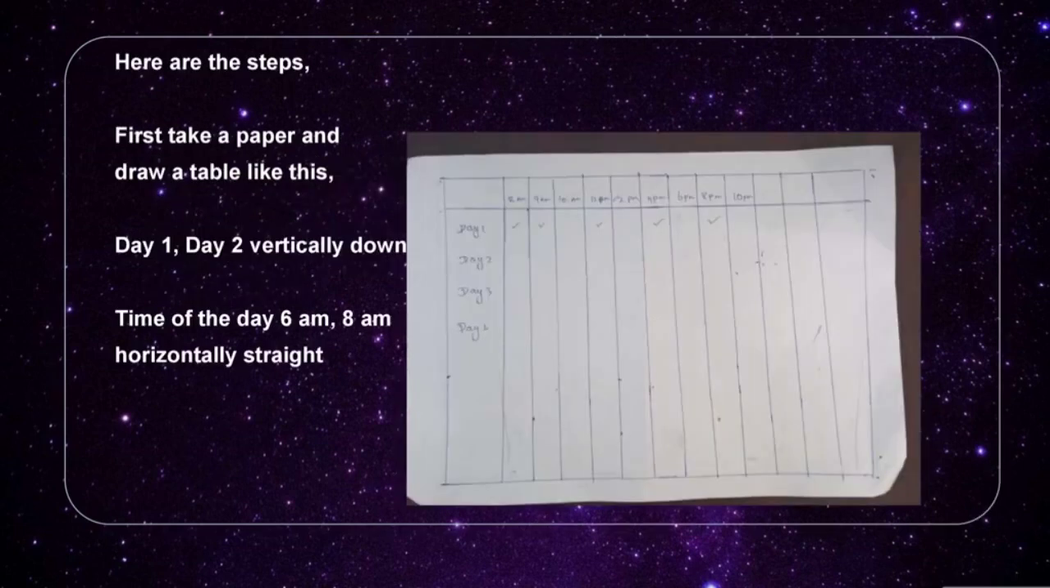Here are the steps. First, take a paper and draw a table like this. Write days, day 1, 2, 3, vertically down, and times of the day on the horizontal side. You can write times like the time at which the child wakes up, and have a break of about 2 hours between two slots.